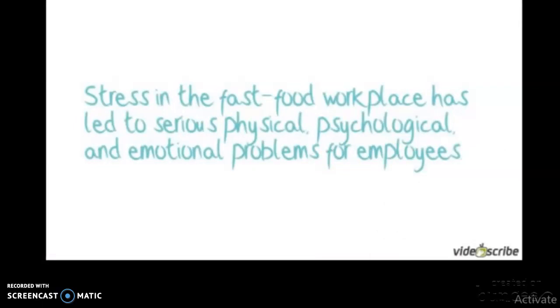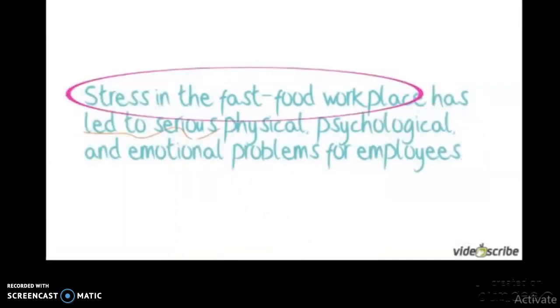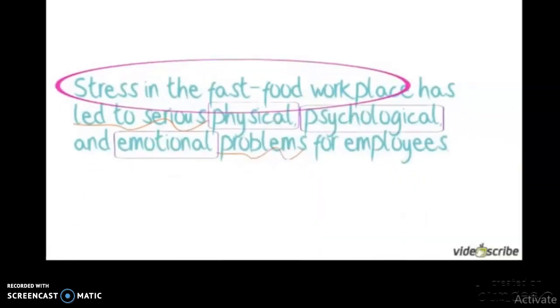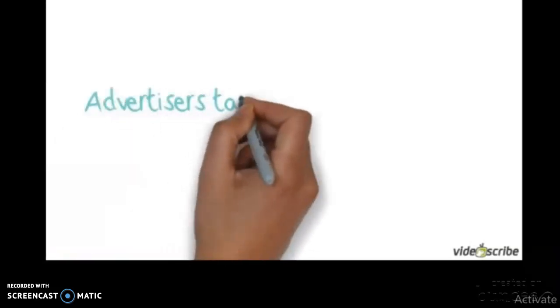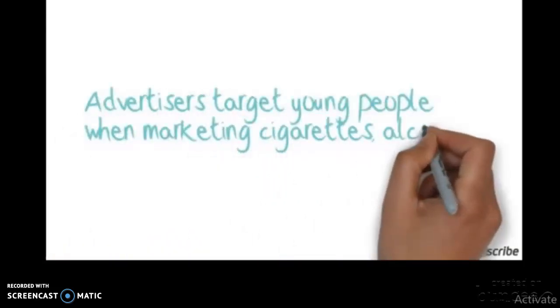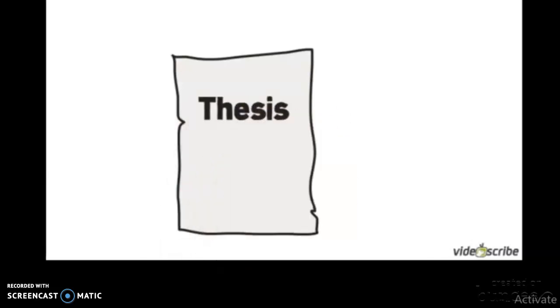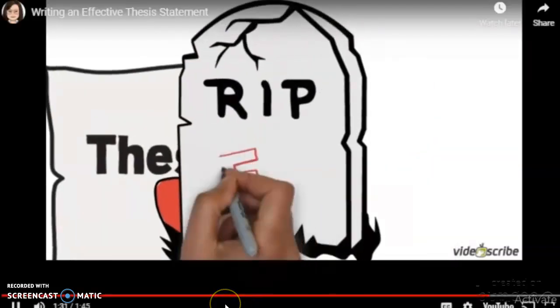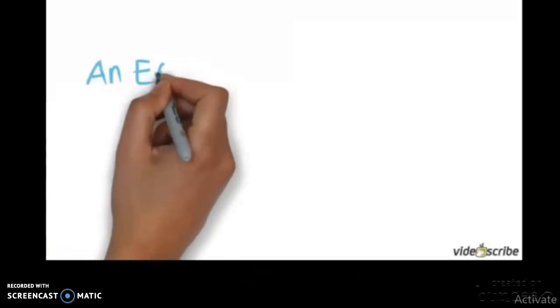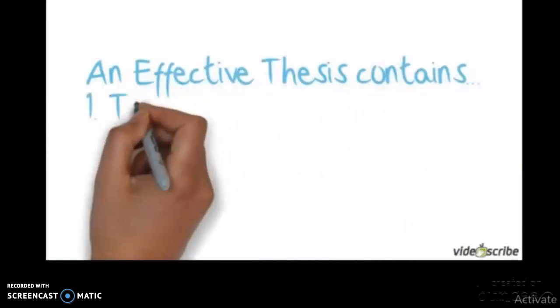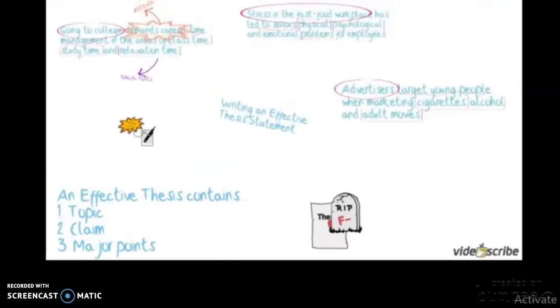It identifies the topic and the attitude, but it also identifies the 3 types of problems that will be covered in the essay. Here's another example. The thesis identifies the topic, the claim, and the 3 major points that will be used in the essay to support the claim. The thesis is the heart of the essay. Without a thesis, your essay will be as good as dead. In order to write a successful essay, it is essential to formulate a clear, specific thesis statement.